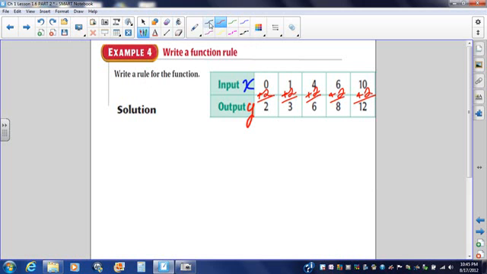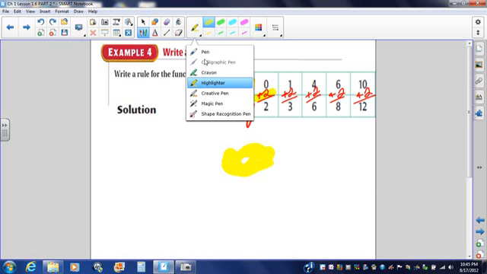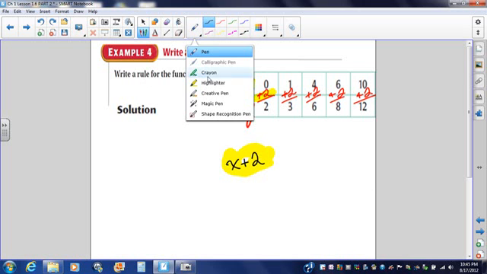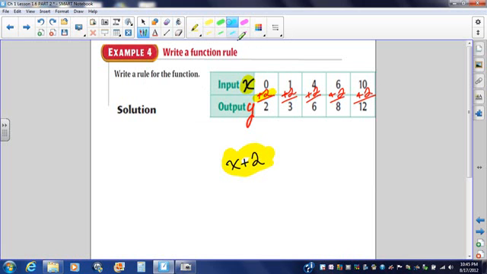So if I take x and add 2 to the number, down here I'm going to write x plus 2. Each time I add 2 to x, I get y. Every time I add 2 to x, I get y.